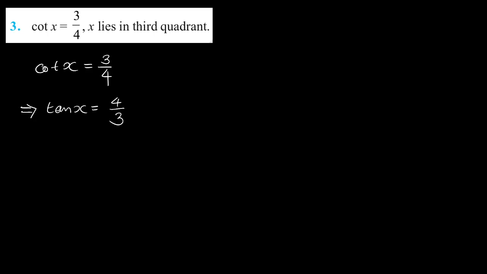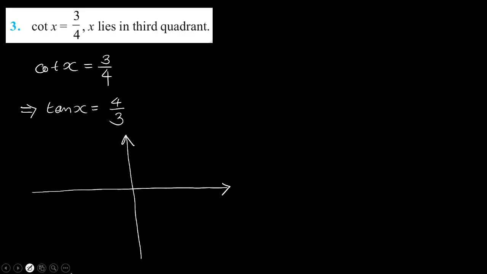Yes, sir. Okay. X lies in which quadrant? Third quadrant. I will show you the diagram. The angle x lies in the third quadrant. The rotation will be this much. Theta entered into the third quadrant. Understood? But how will you make a right angle triangle? Draw vertical.